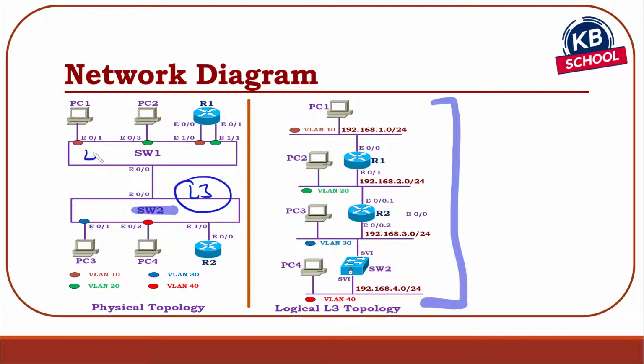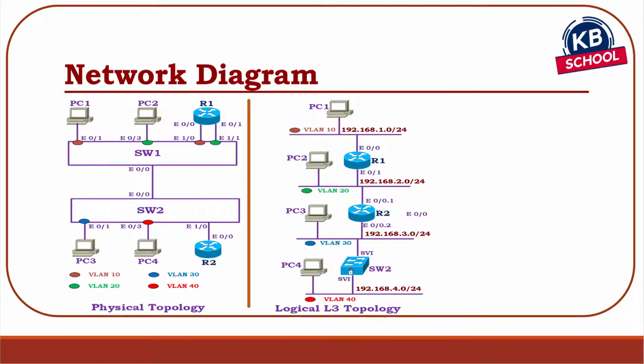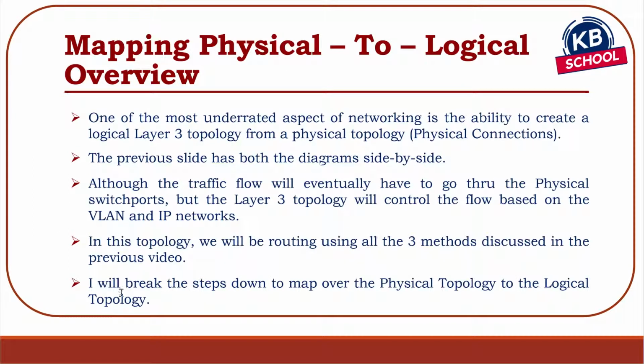Switch 1 is not doing any routing, it's just a layer 2 switch. So anytime you have a layer 3 switch, it will appear on your layer 3 topology. A layer 2 switch will not, because it's just providing the physical connectivity over here. All right, so that's this over here. The thing that you need to understand, this is where the methodology that I'm going to teach you will help you do the mapping between the physical to the logical.